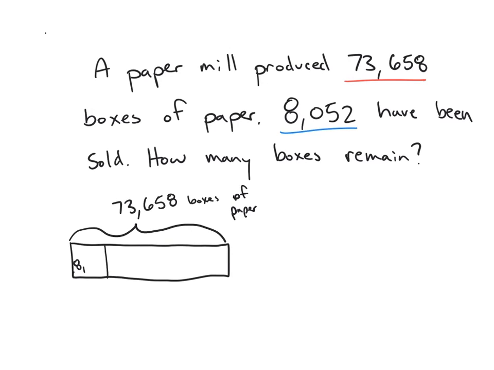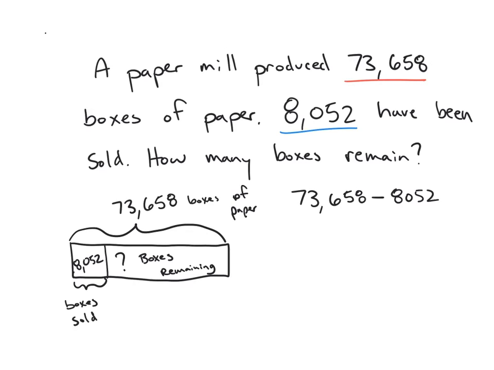So 8,052 boxes sold. So that means this big chunk over here is the boxes that remain. So that helps me write a number sentence here that I'm actually going to be solving: 73,658 minus 8,052. And I'm going to use the standard algorithm to solve this problem.